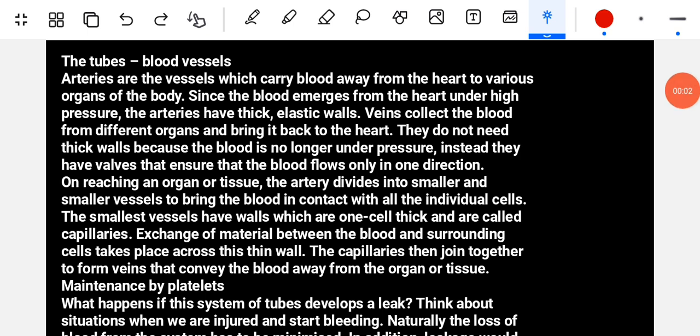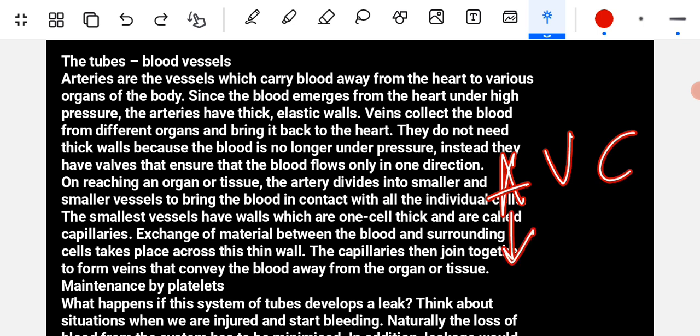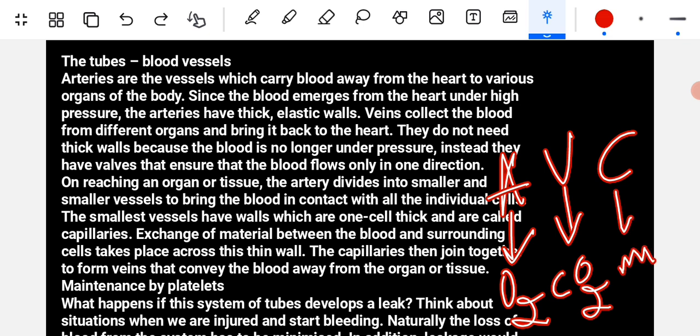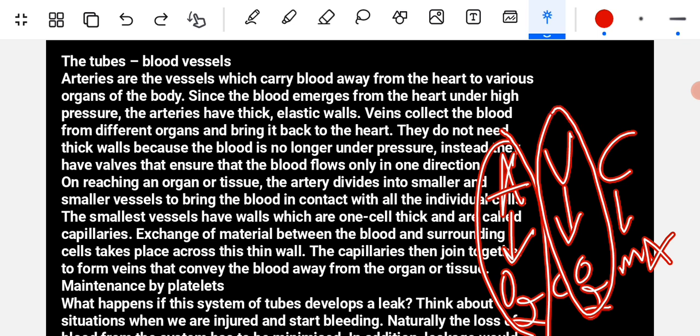The tubes means the blood vessels. There are 3 kinds. We know that there are arteries, veins and capillaries. The arteries carry the oxygenated blood and the veins carry the deoxygenated blood, and the capillaries will be a mix. But there is an exception in arteries, the pulmonary artery, which carries the deoxygenated blood, and there is also an exception in the veins, the pulmonary vein, which carries the oxygenated blood.